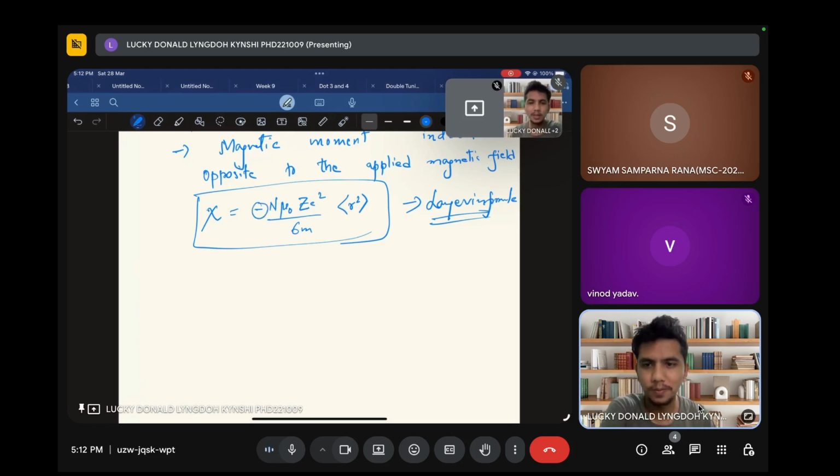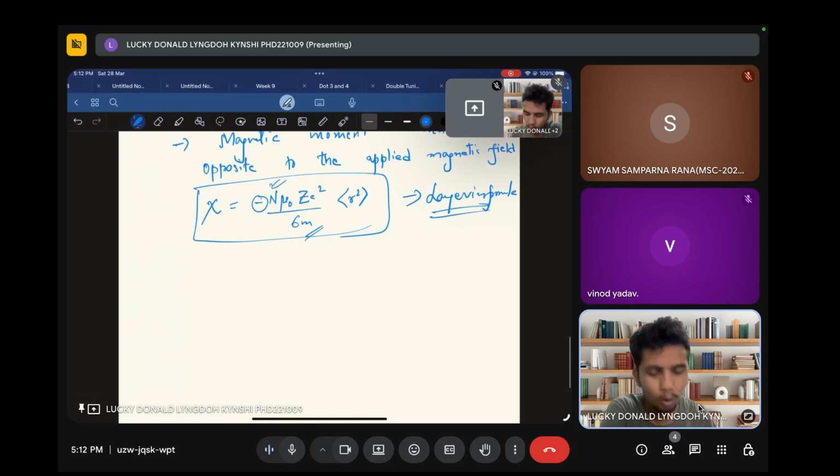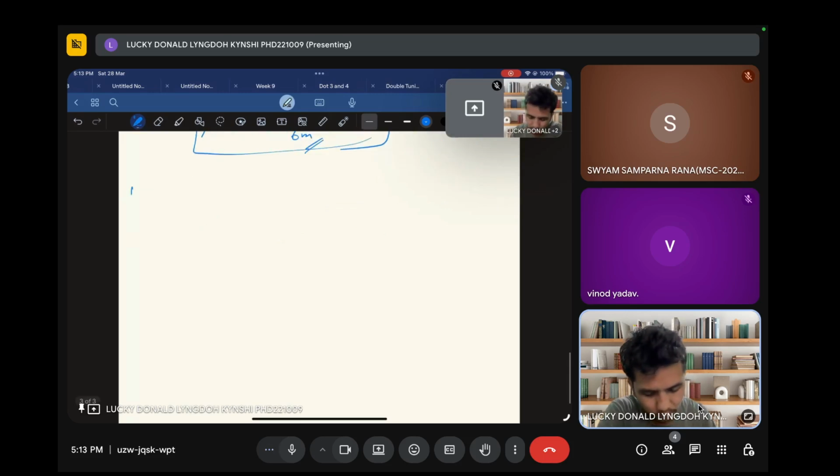Remember, this is negative. Negative means opposite direction, and it is also inversely proportional to the mass and directly proportional to the number of atoms. Z is the atomic number, mu naught is the permeability, e square is your charge, and r square is the average distance. So remember that your susceptibility in this case is negative. Now if you look at the first problem, I will solve your questions.